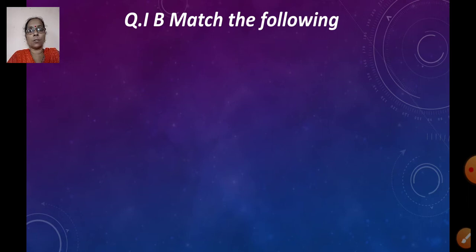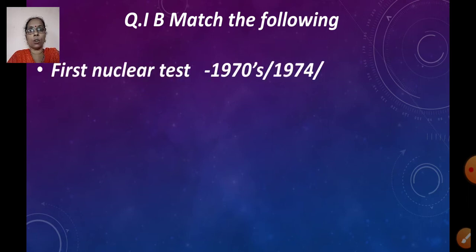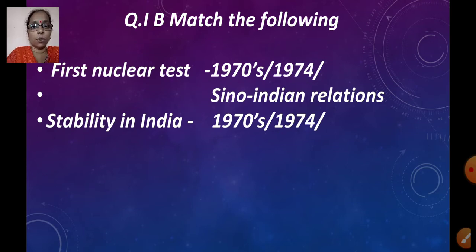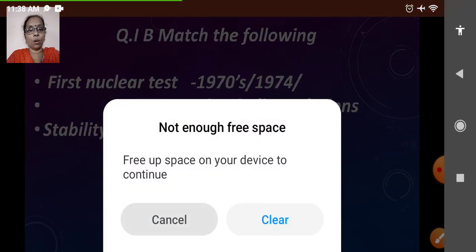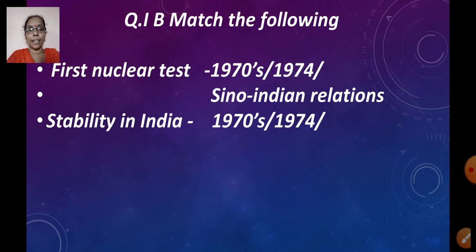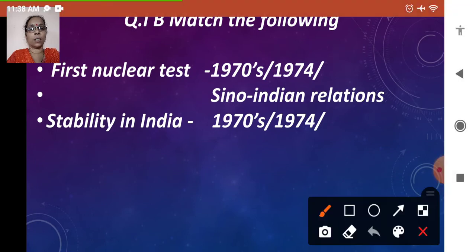Your next question will be match the following. Here also you have already done this in your unit test, how to do match the following. So the first question is first nuclear test. So what will be the answer? Whichever is the correct answer, you have to click on the correct option. So the first nuclear test was done in 1974. So that is your answer.